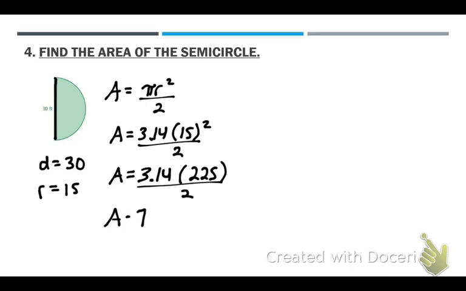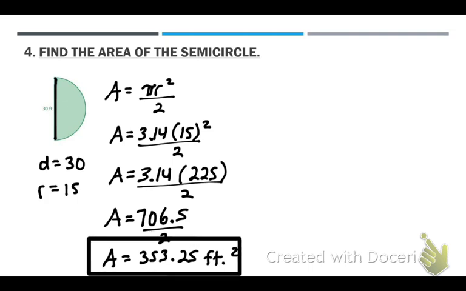You can always pause the video, try to do this on your own, and then check your answer to see if you're getting similar or the same as what I am. Now we can see our answer is 353.25 feet squared. Always check to see, did it ask me to round to anything? The instructions here have not asked us to round to anything, so then you would want to plug in your answer to the Big Ideas portal exactly like this for your upcoming test.